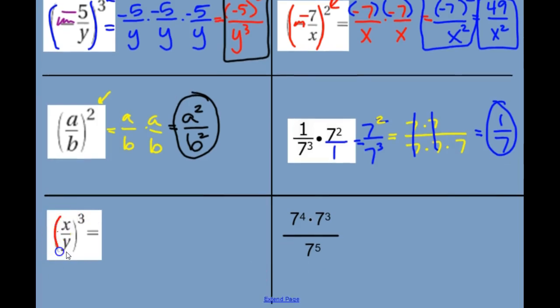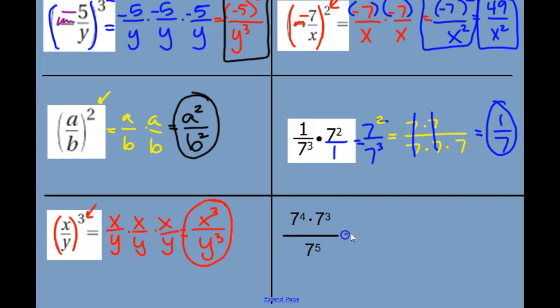All right, again, whatever's in parentheses, we write it 3 times here. X over y, x over y, x over y. So we have x 1, 2, 3 times, x to the third, and y 1, 2, 3 times, y to the third.